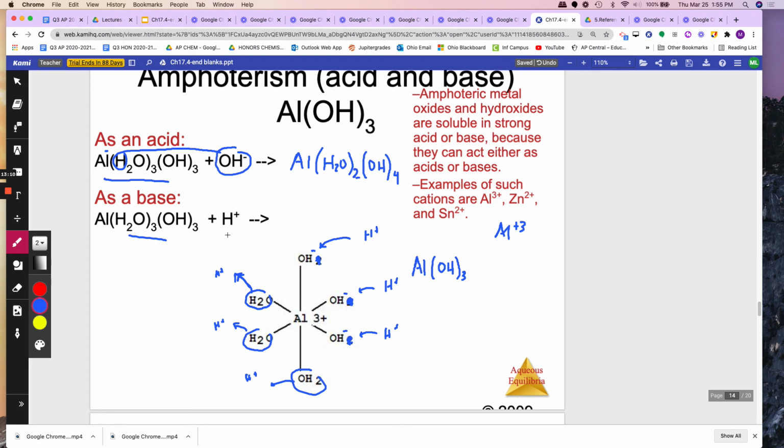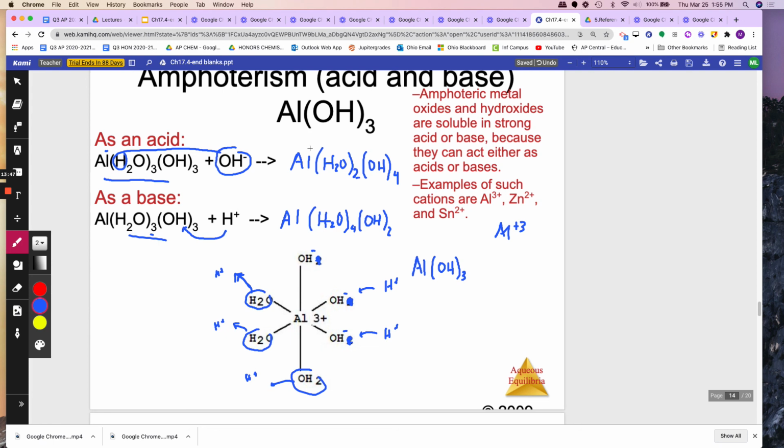Now, if it's acting as a base, then this will be accepted there, right? So now, aluminum used to have 3 waters, right there. When that OH takes another H, now you have 4 waters, right? And then this, now you have 2 of those. Now you might wonder, what is the charge of these? Let me just calculate it for you. Again, this is not on the AP exam, but it's in your textbook, so I don't want to skip it because I don't want you to be too confused.